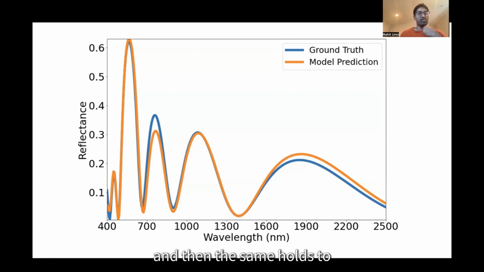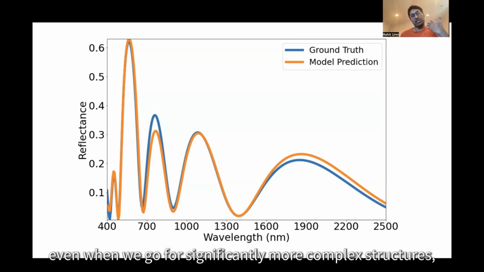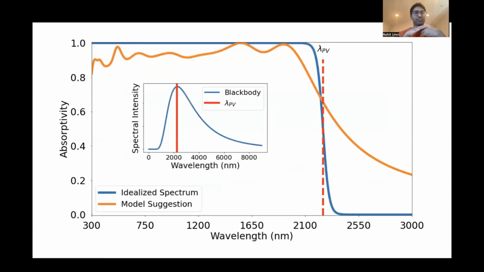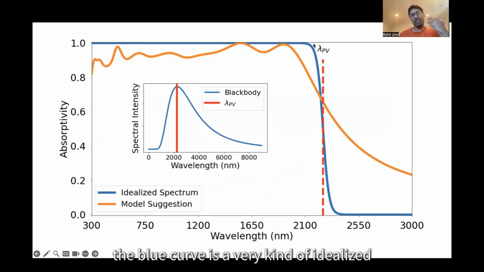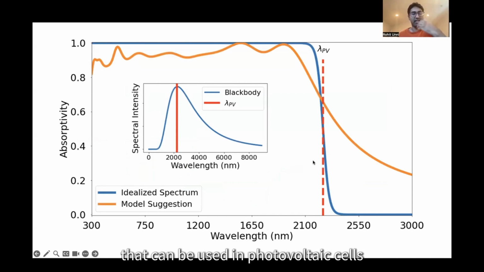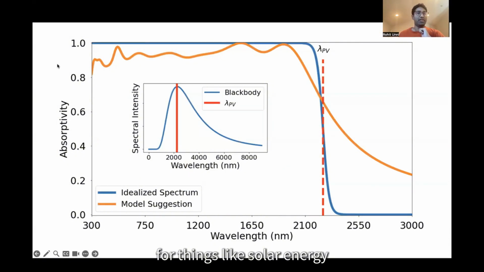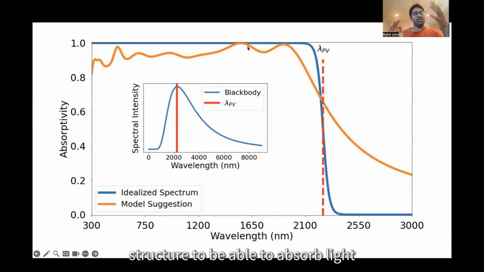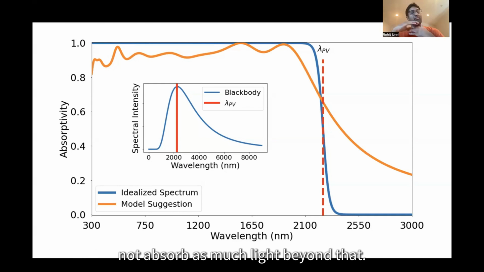And then the same holds true even when we go for significantly more complex structures that have real-world applications. So the structure here, the blue curve, is a very kind of idealized curve that would be very difficult to realize and find a design that matches 100% for. We were showing that for this type of structure that can be used in photovoltaic cells for things like solar energy, we want the structure to be able to absorb light as much as possible below a certain critical wavelength, and then not absorb as much light beyond that.